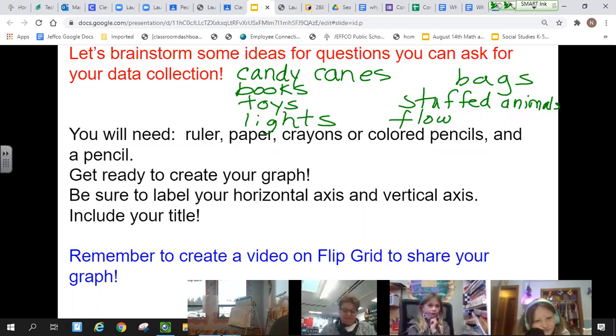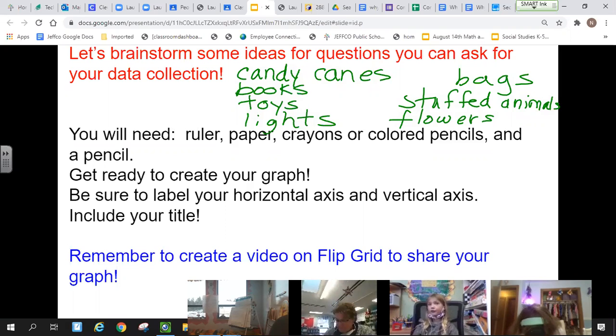Flowers. All right, so here's what you'll have to do. You'll have to think of your question, and then you'll have to collect your data. You're going to need a ruler, paper, crayons or colored pencils, and a pencil. You will create your graph once you've collected your data. You got to figure out how many of each kind you have. I used a tally chart. You could use that as well, or you could just write the number if you'd rather.